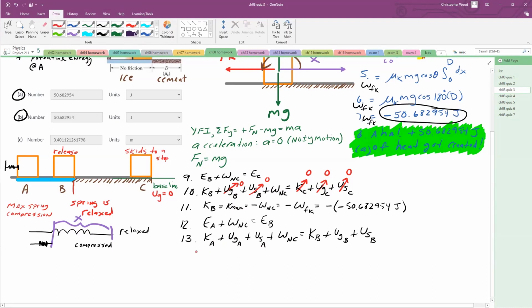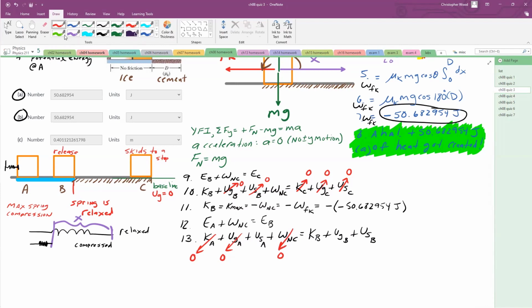This is equal to 0. Because when you load up this orange box, when you basically smash it all the way towards the left to really compress that spring, it's sitting there at rest. It's not moving. UGA, there's no gravitational potential energy because of my baseline. However, USA is not equal to 0.